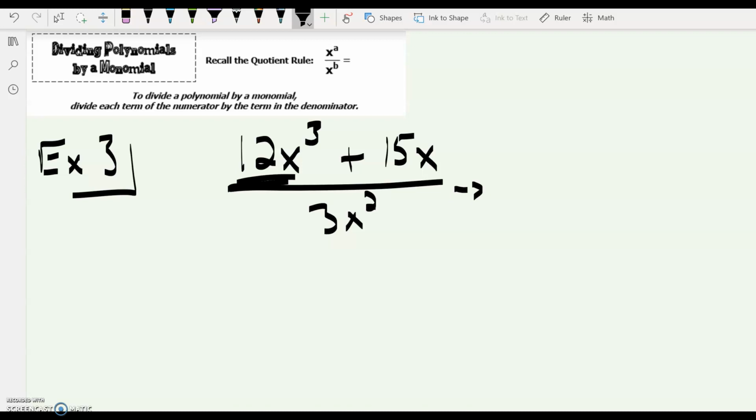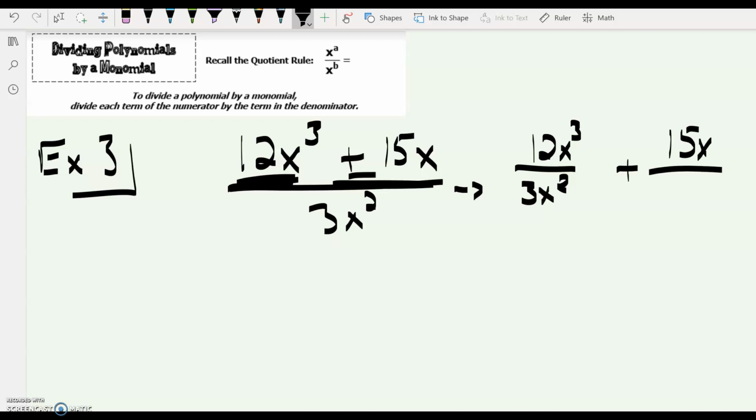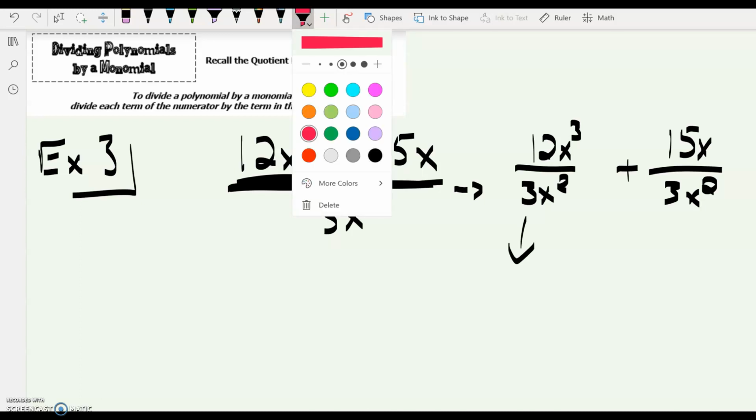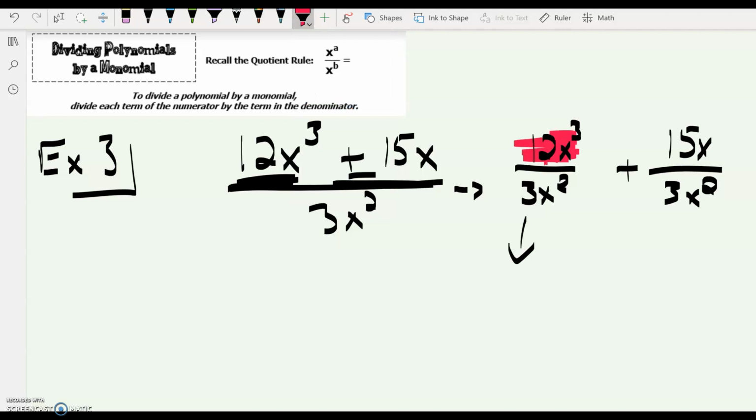We're going to take the first term here, which is 12x cubed, and we're going to divide that by the denominator 3x squared. Then we're going to take our second term here, which is plus 15x, and we're going to divide that by, again, 3x squared. Approach these problems the same. 12x cubed, so up here, 12x cubed divided by 3x squared.